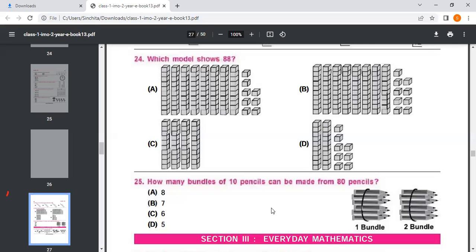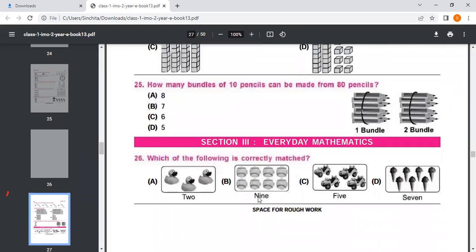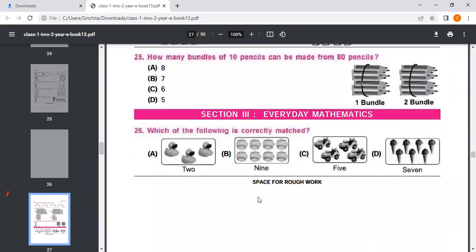Ma'am, in number B, there are 89 blocks. And in number C, there are 14 blocks. And in number D, there are 28 blocks. So in number A, there are 88 blocks. So the answer is A. Excellent. Excellent animation. Now tell me number 25.